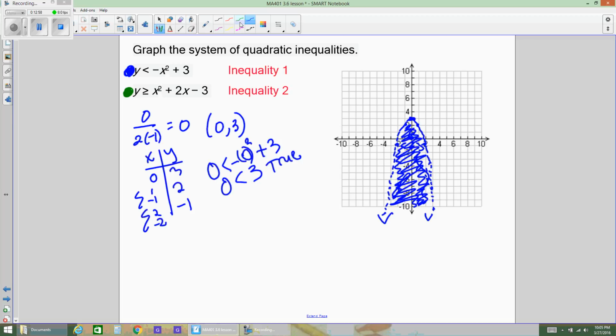Alright, let's switch and do our green function. We're going to do the opposite of b over 2a. So that's -2 over 2, which is -1. So I need to plug it in, and I need to make my table. Here's my x's, my y's. -1. On either side of -1, I have a 0 with a -2, and a 1 with a -3.